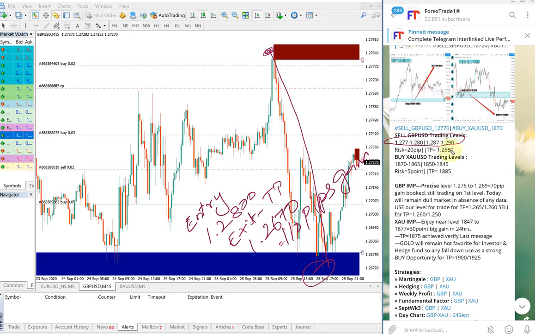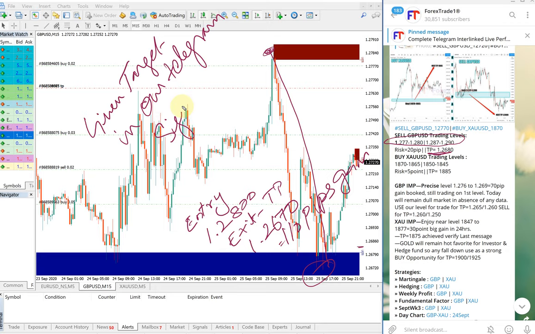Simple, and you can see the given TP, 1.2680. Low traded is 1.267, so 1.268 is somewhere here, already achieved, and further it moved 10 pips. So the target given in our Telegram signal was reached and gave about 110 pips, actually more than 110 pips gain.